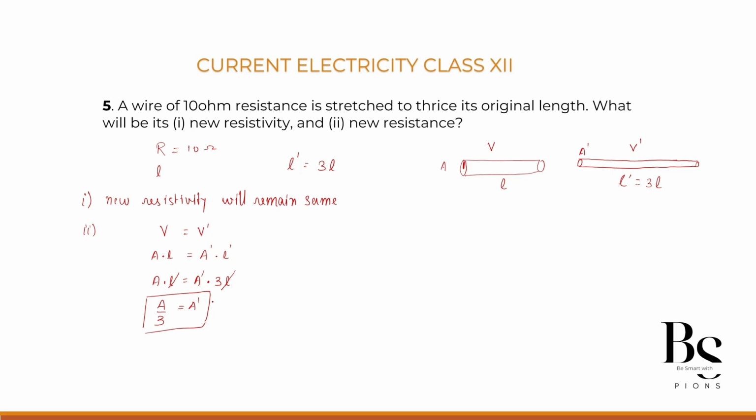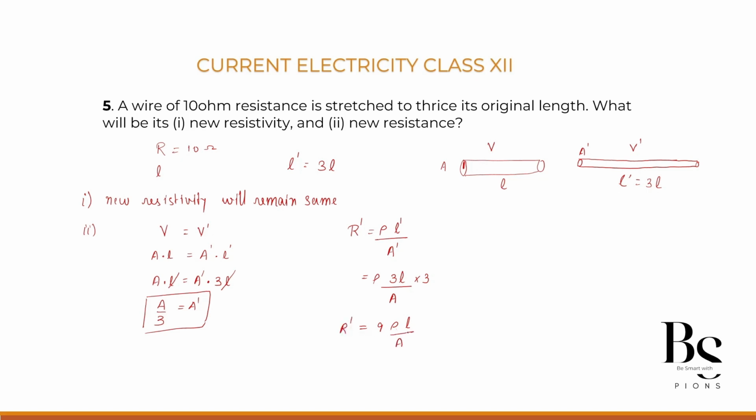Now, what will be the new resistance? Let's call it R dash. That will be equal to rho. Why, sir, rho? Because as I said in the previous case, the resistivity doesn't change. So, what will be the new length? L dash. And what will be the new area? A dash. Let's substitute the values. So, it will be rho. What is the new length? 3 times L. What's the new area? A upon 3. So, that 3 will go on the top. Let me repeat again. This A dash is A by 3 and 3 goes on the top. So, this will be equal to 9 rho L upon A. That is our R dash.